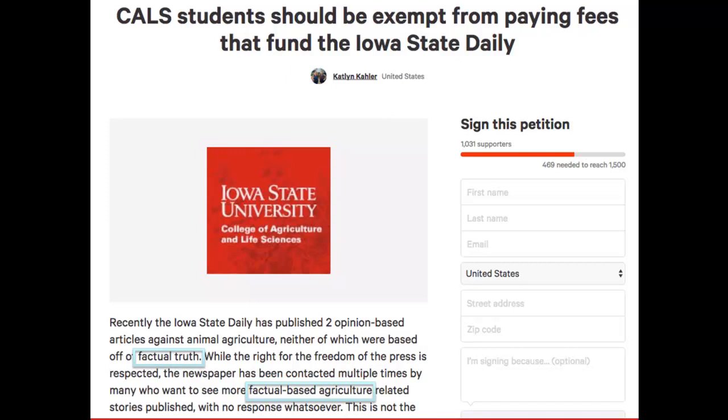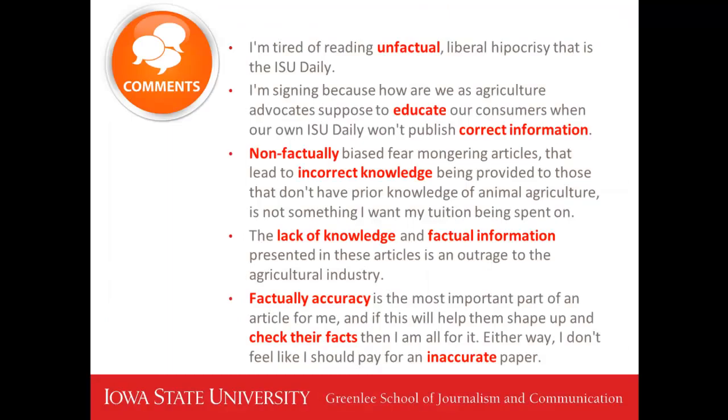If you look in the comments as to why people were signing this petition, you see it all over the place. I'm tired of reading unfactual liberal hypocrisy that is the ISU Daily. Educate, correct information, non-factual, incorrect knowledge. You see this over and over again. There's this idea of facts that we're going to push over there.